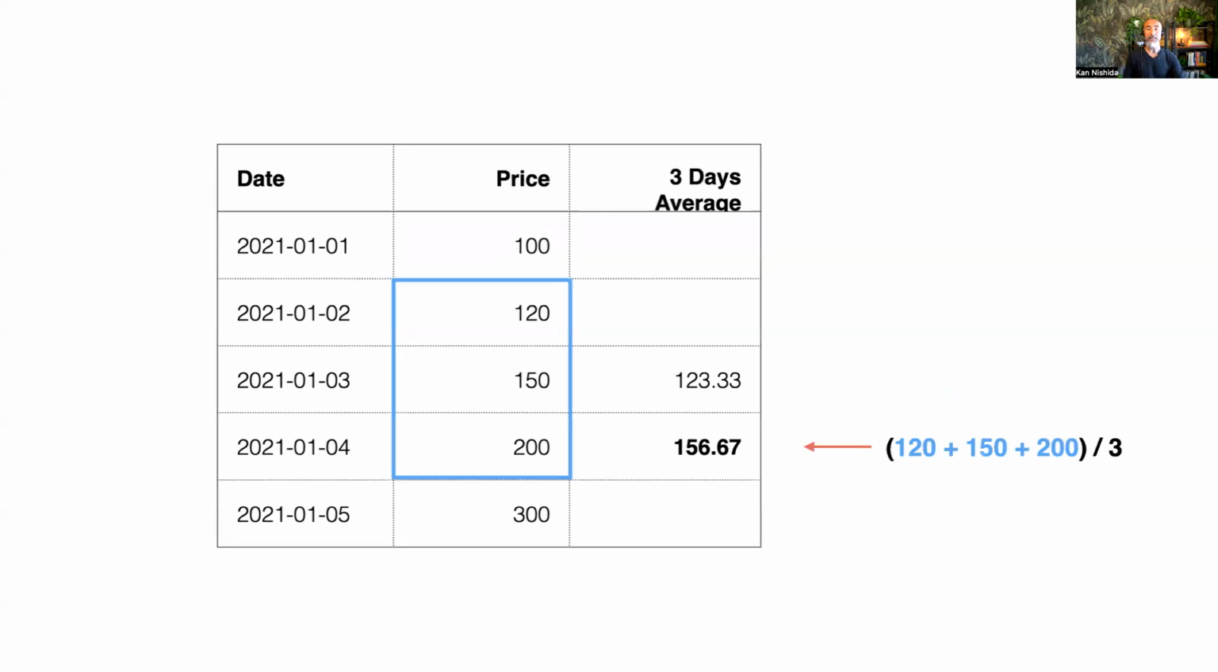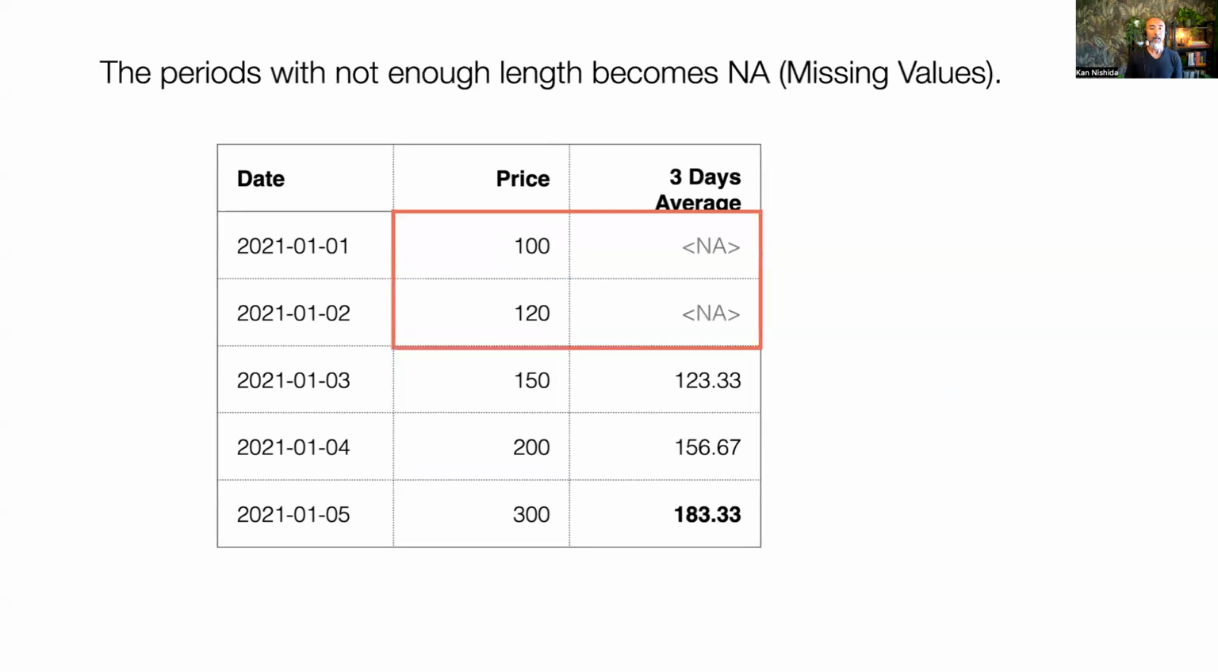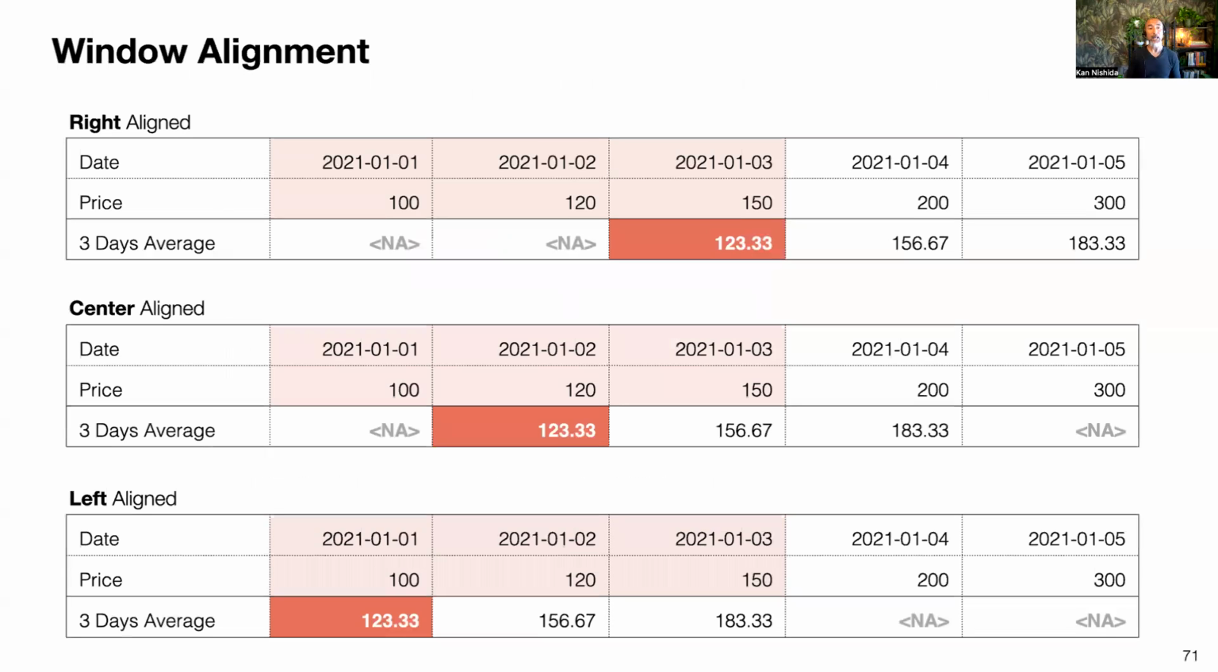And then do the same thing for the next one. You move this window, or calculation period, and the next one is always 3 days divided by 3, 156.67 and so on. And for the first two, like I said, we don't have enough data, so they end up as NA or missing values. Well, why don't we calculate that with the next 3 days, not the previous 3 days? You can actually do that, or choose that kind of option as well. That is called window alignment.